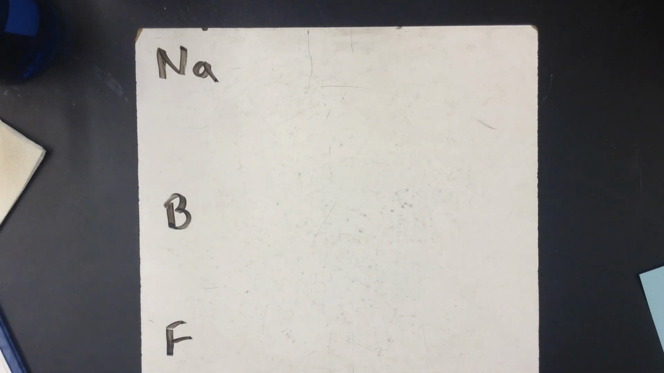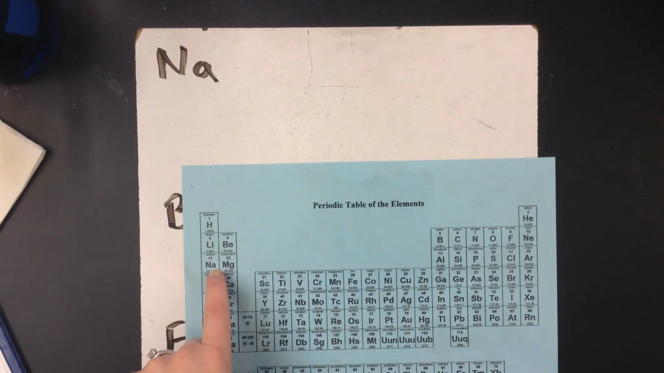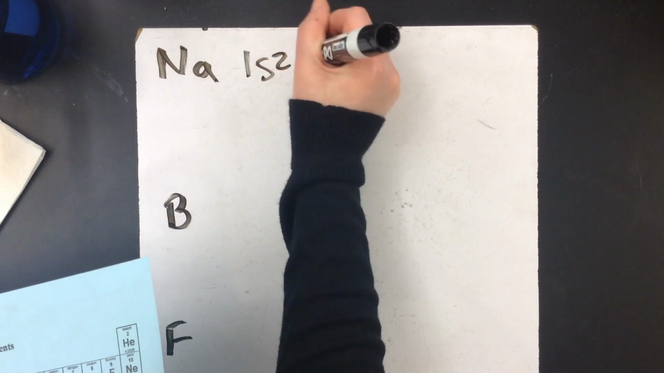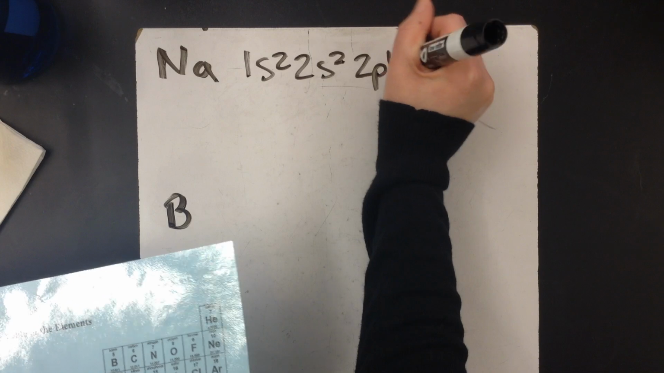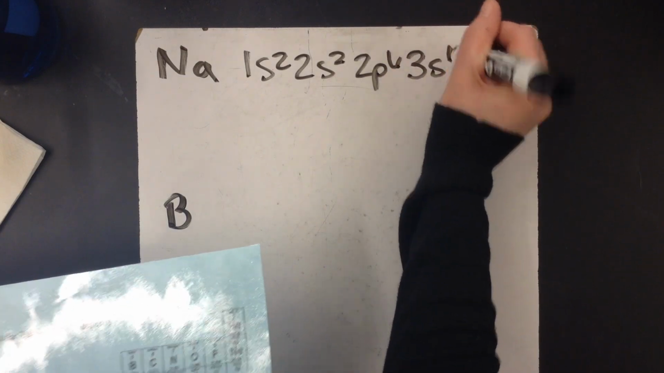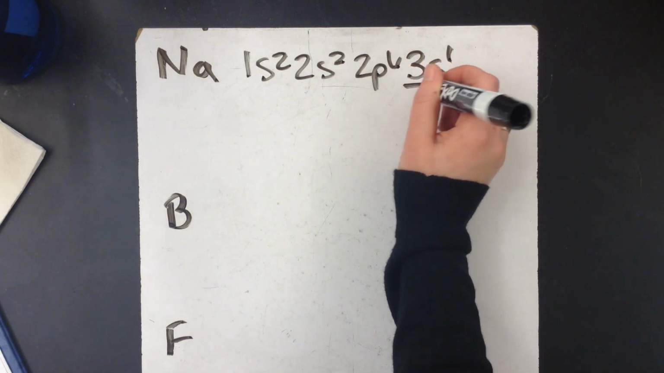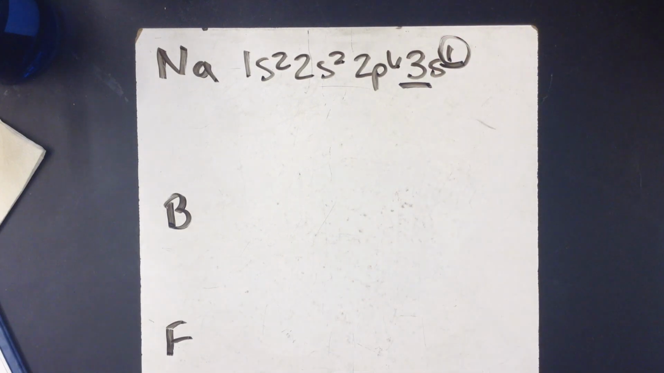So let's start with sodium. If we were to write a quick electron configuration for sodium, so sodium has 11 electrons, so its full configuration would be 1s2, 2s2, 2p6, 3s1. Okay, so how many valence electrons does sodium have right now? Well, its highest energy level is the 3rd energy level, and so it has 1 valence electron. Now it really wants 8.